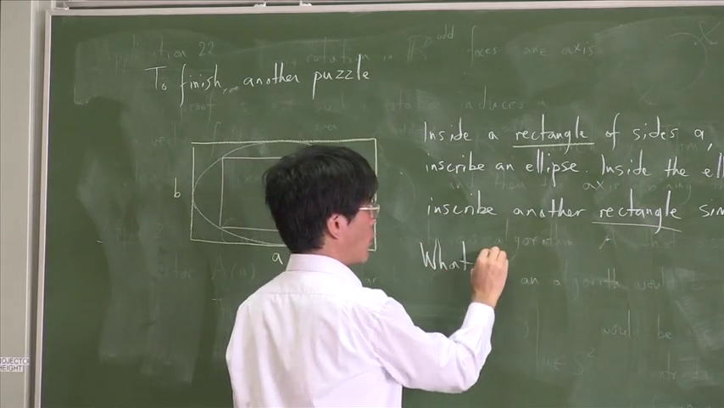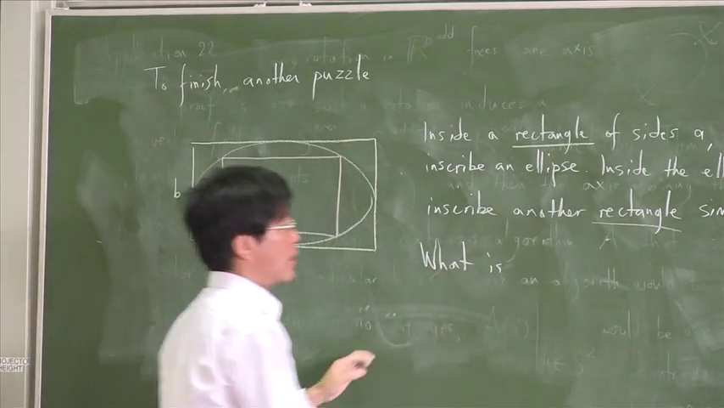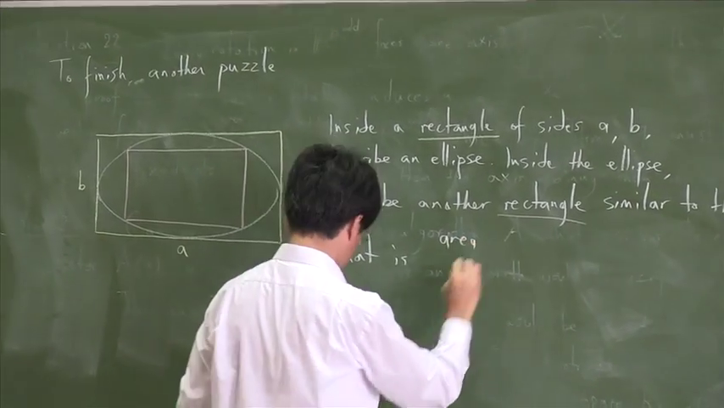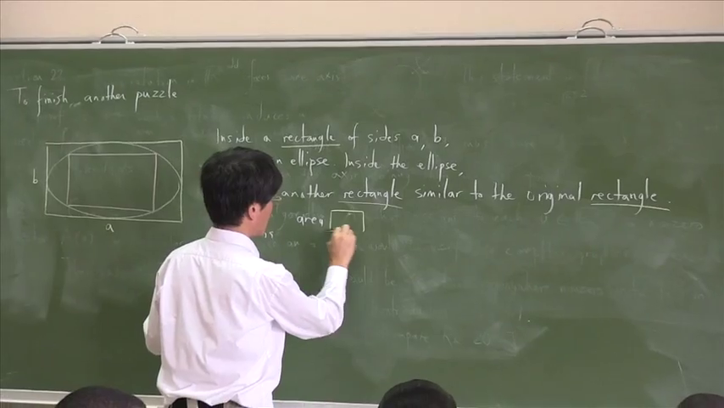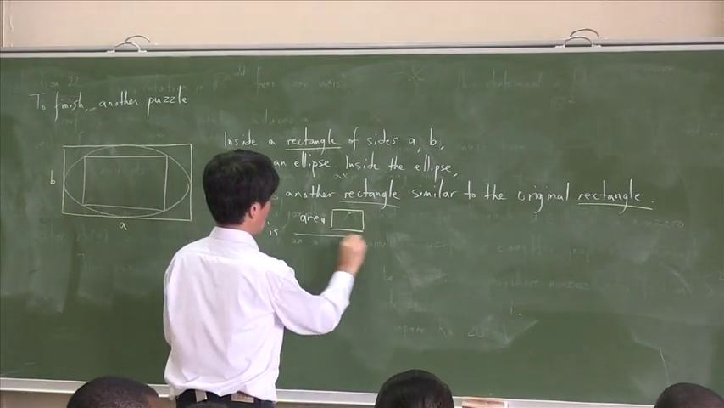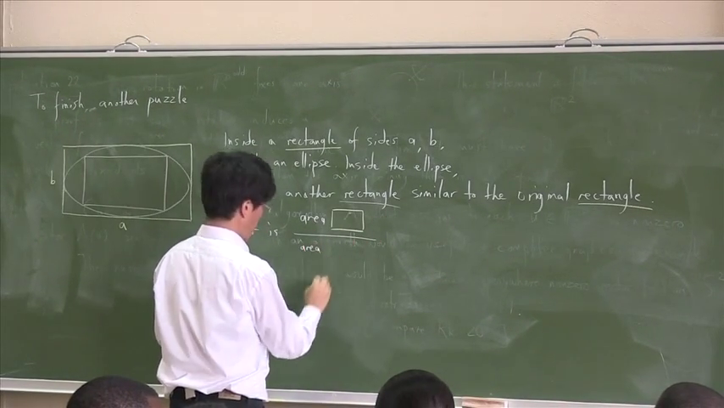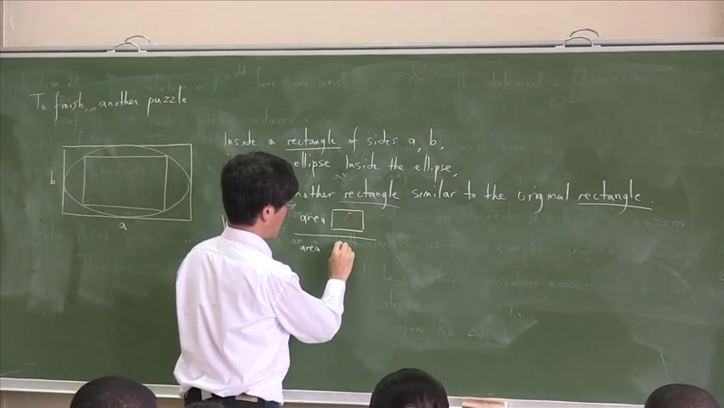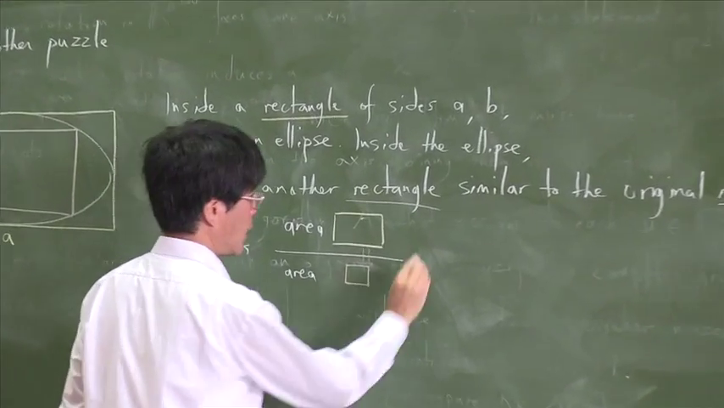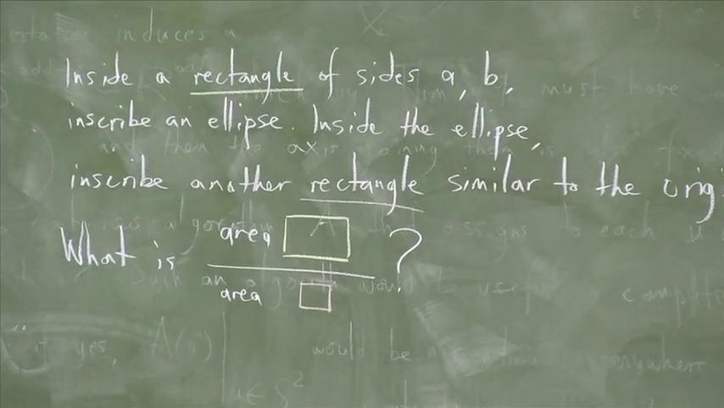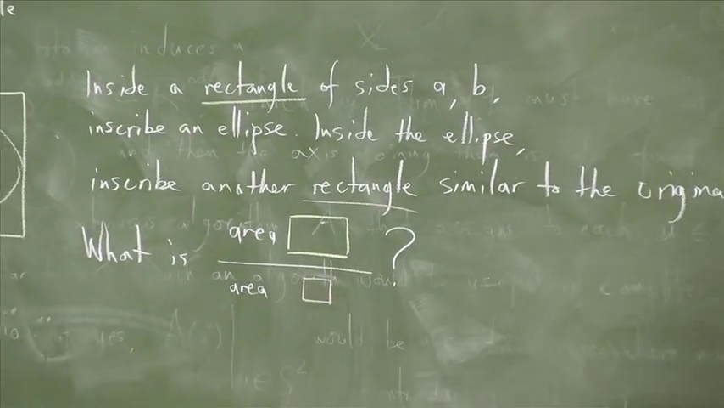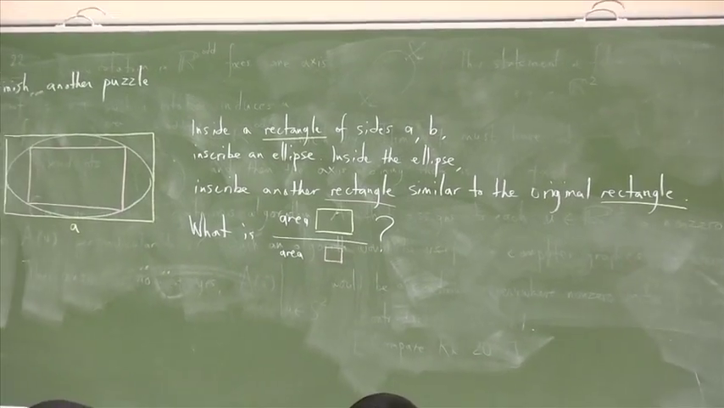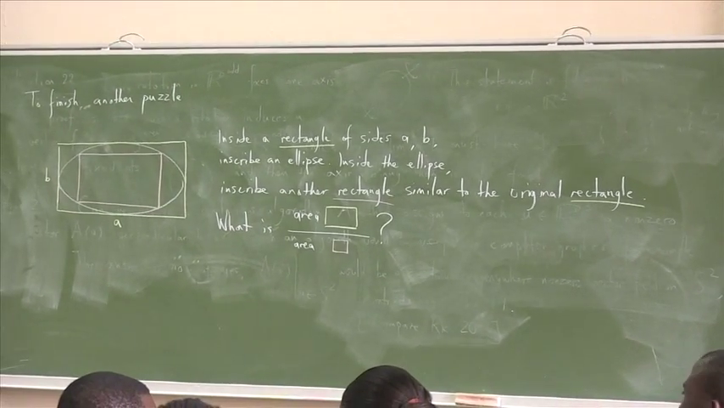Question. What is the ratio of areas of the big rectangle to the small rectangle? So what's the area of the big one compared with the area of the small one? What is this? Please work together and try to solve it. Go on, go on. I'll give you the solution in about 7 minutes.